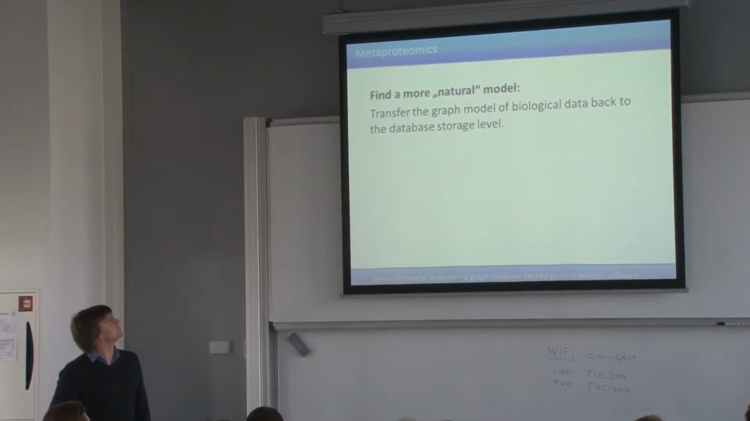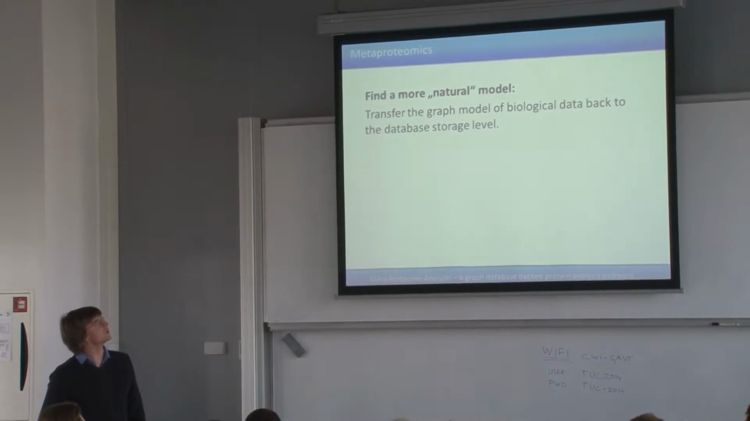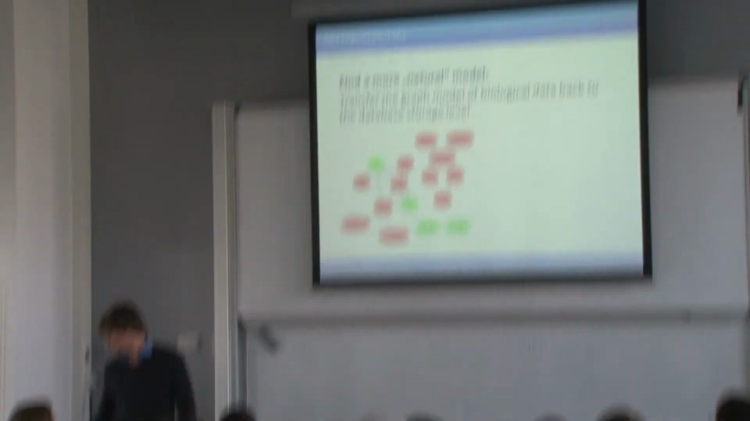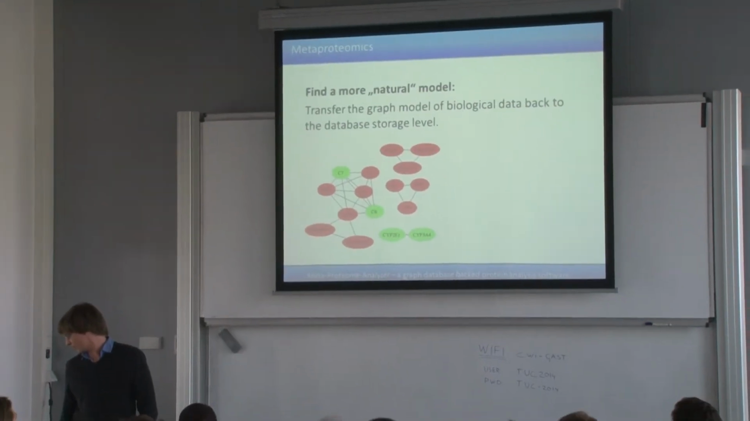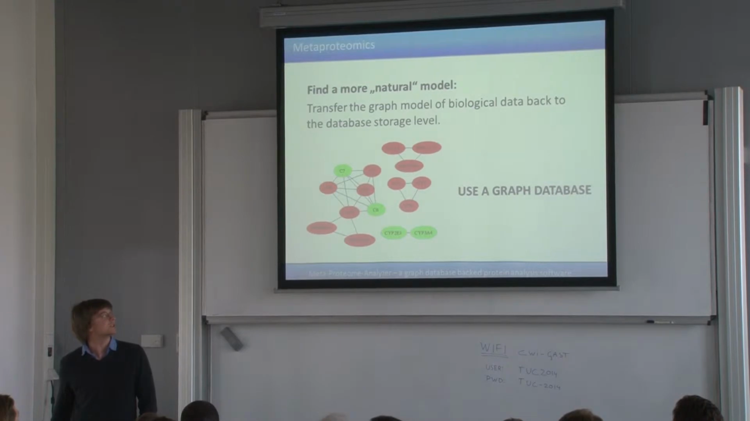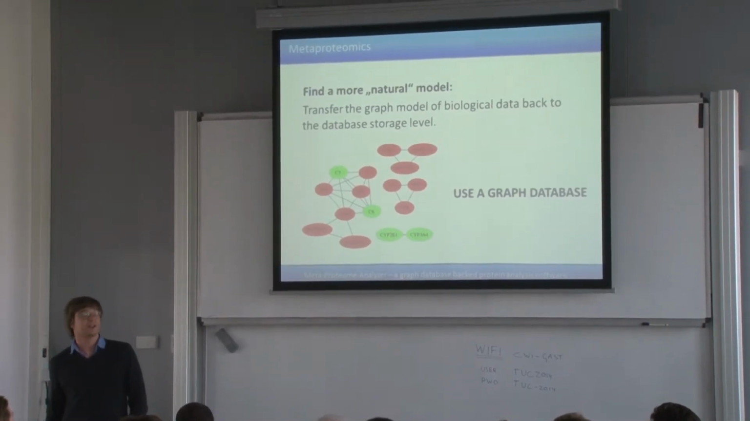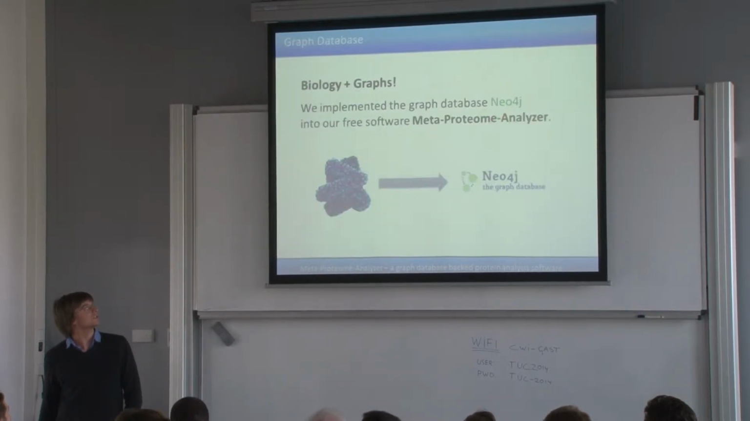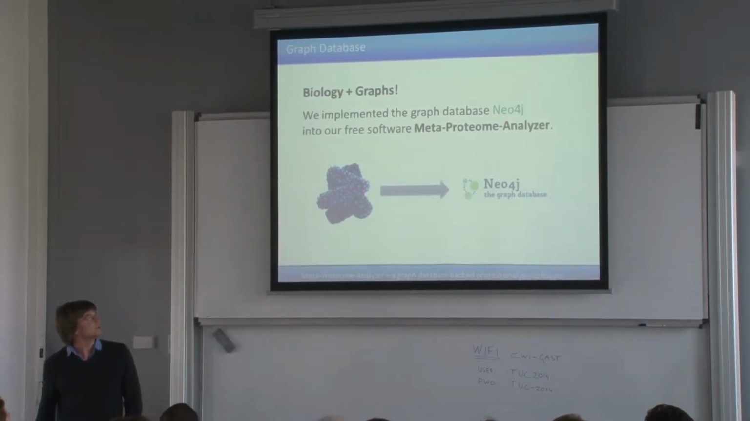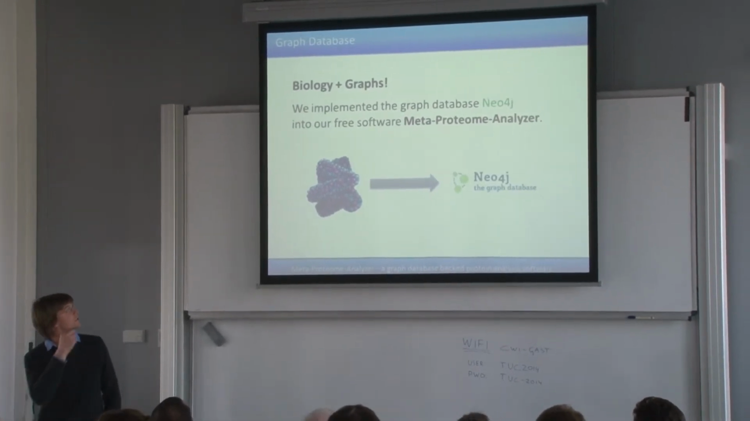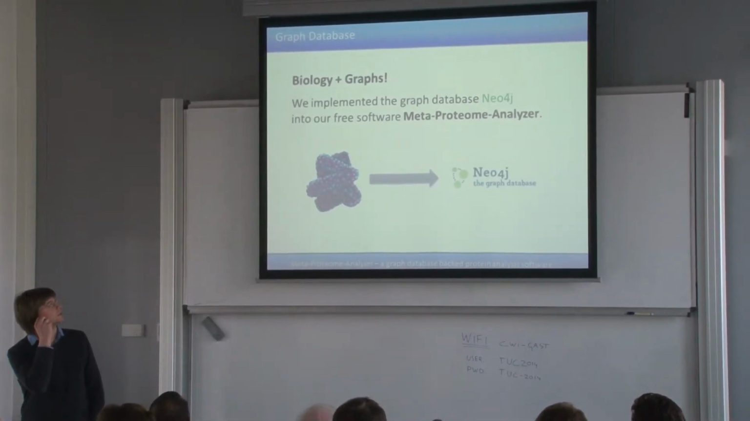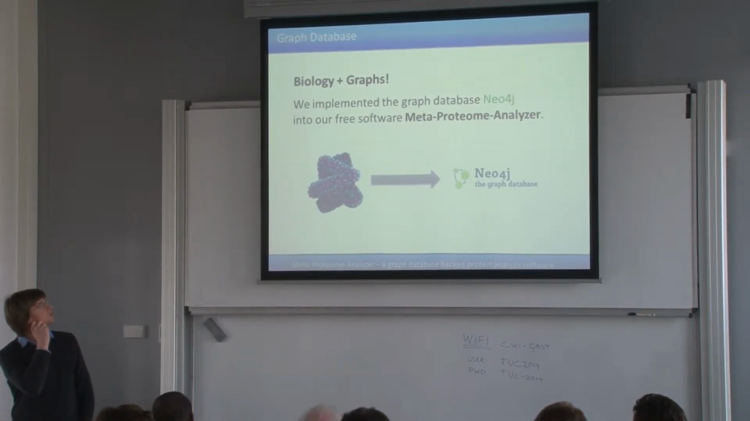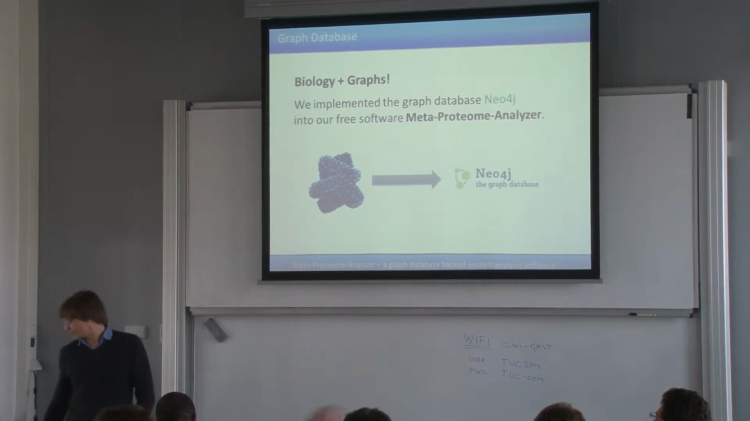So that's why we transfer this graph model of biological data back to the database storage level, here you have the biology graph, by using a graph database. And that was the main rationale behind deciding for a graph database, because biology is already a graph. So we implemented this graph database system of Neo4j. We just took the free version, I think 1.9 we're currently using, into our software Meta-Proteome-Analyzer.